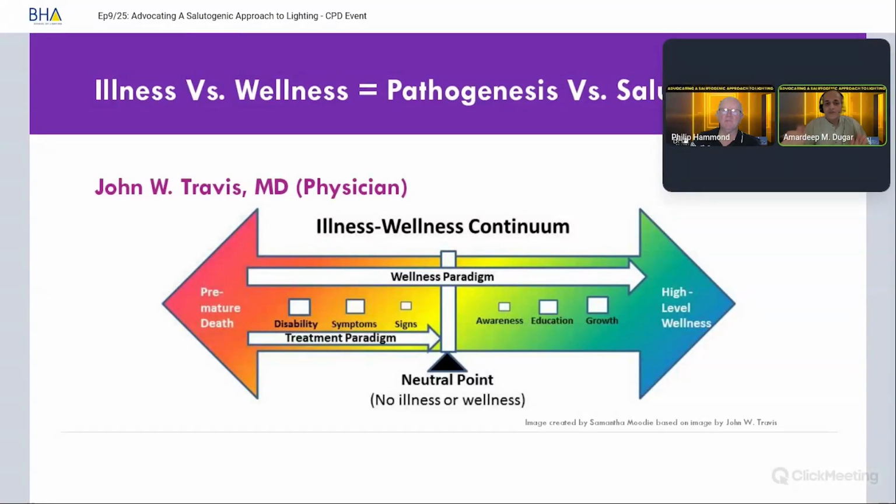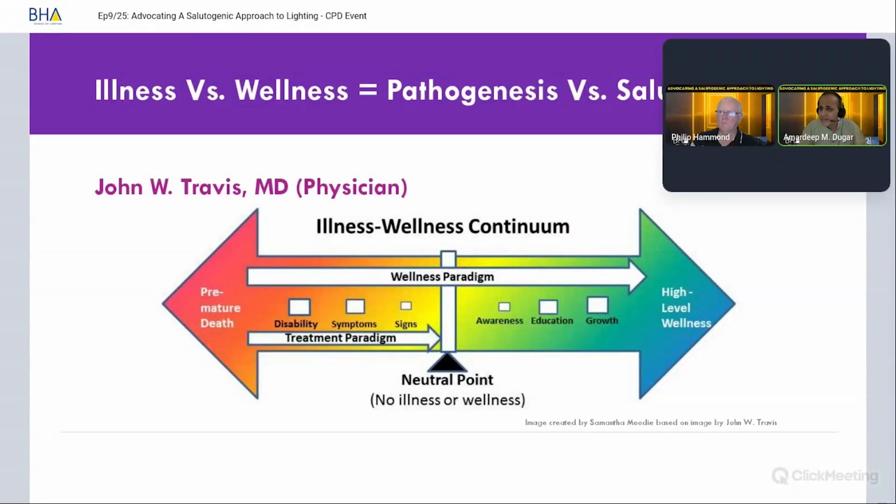However, when we look at the positive side, towards wellness, it is by awareness, education, and growth that we can reach a higher level of wellness. And a lot of times we notice that healthcare design, hospital design, only works on a treatment paradigm, wherein it looks at treating the diseases and brings everyone to a neutral point. But beyond that, it doesn't explore wellness. So the wellness paradigm talks about creating awareness, creating education, creating growth, and moving people from a neutral point to a higher level of wellness.